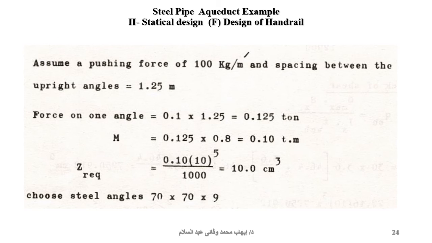Design of handrail. Assume pushing forces of 100 kg per meter run and the spacing between the upright angles 1.25 meter. Force on one angle equals 0.125 ton. We have a moment 0.1 ton meter. Z required, we arrive at. Choose steel angle 17 multiply 17 multiply 9. That's for design of handrail.